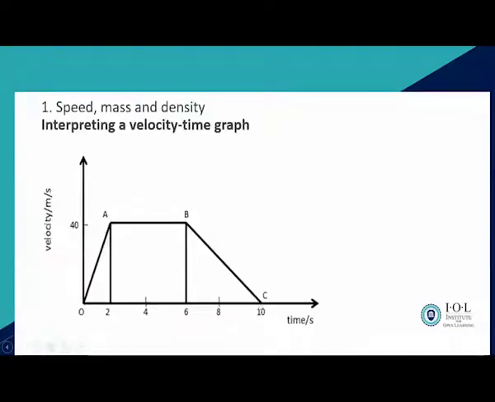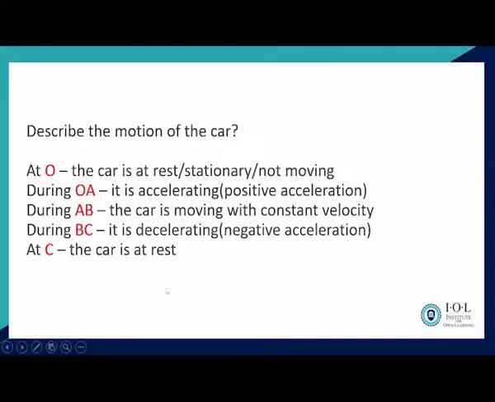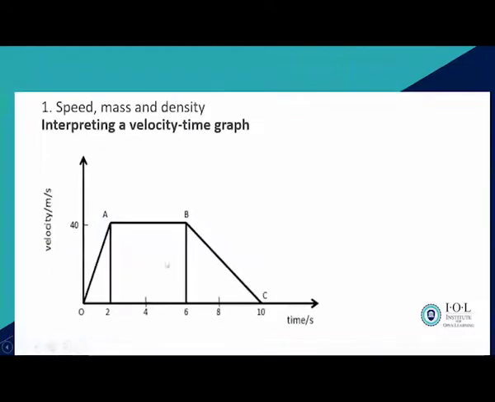And when the object is at point C, that object is at rest again, because it's at 0 meters per second and also 0 seconds. It's not moving, it's stationary. So that's how we should be able to describe or interpret a velocity time graph. And vice versa, you must be able to draw this graph when you are given the necessary description or information.